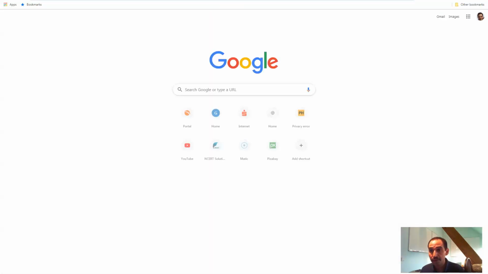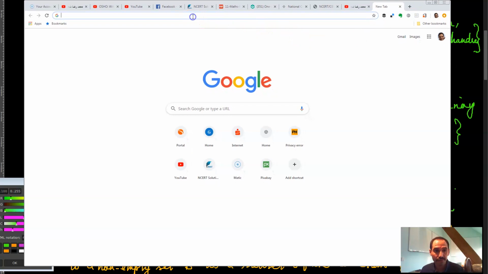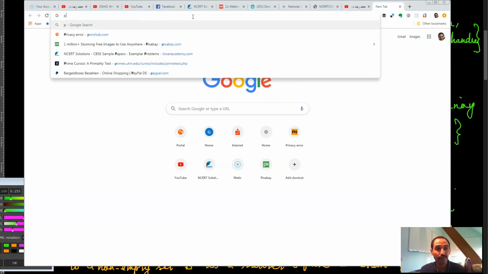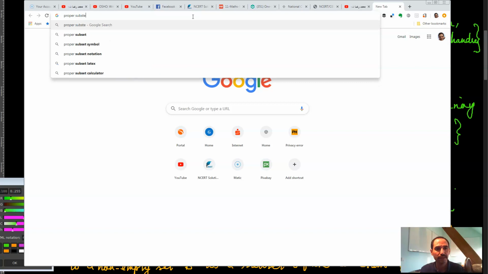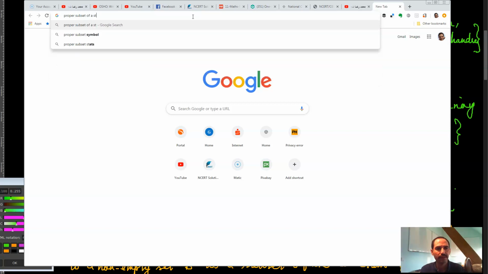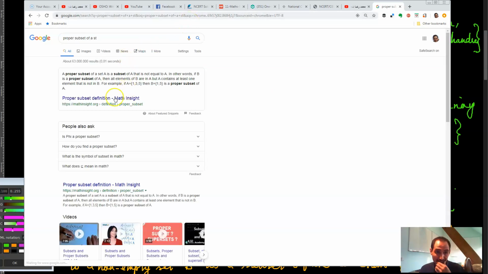there are two things in sets that we didn't discuss in the course, but there is something called a proper subset of a set. A proper subset of a set A is a subset of A that is not equal to A. In other words, if B is a proper subset of A, then all elements of B are in A, but A contains at least one element that is not in B.